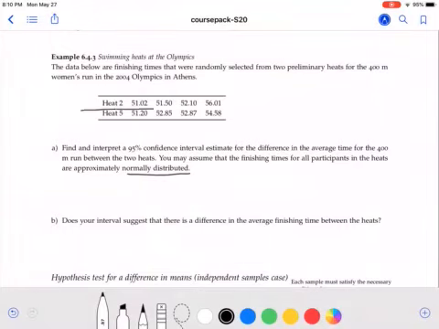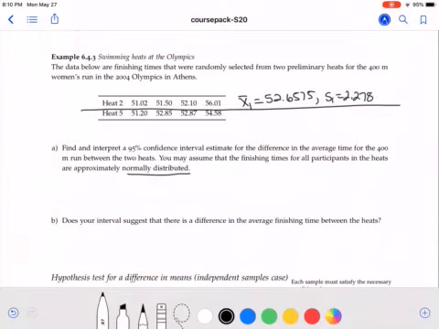all the summary stuff. So the mean of those first 4 values for heat 2 is 52.6575. The standard deviation for those 4 values is 2.278. And our sample size is 4. For the second heat, which is heat 5, the sample mean of those 4 values is 52.875. Our standard deviation is 1.38. Again, sample size is 4.